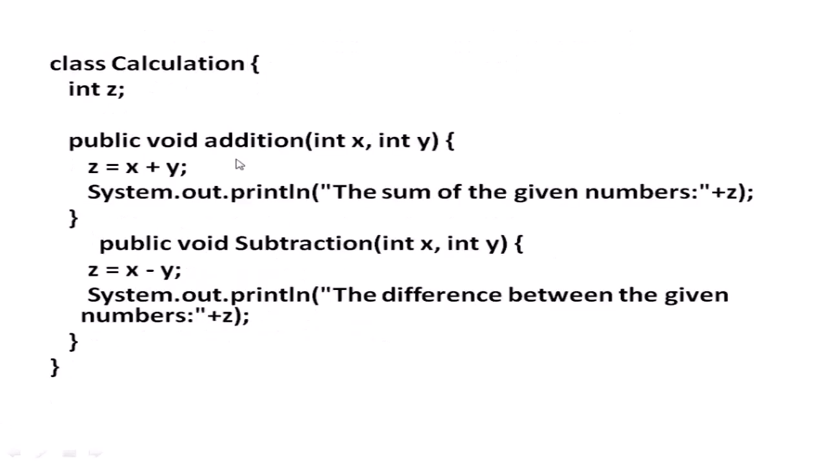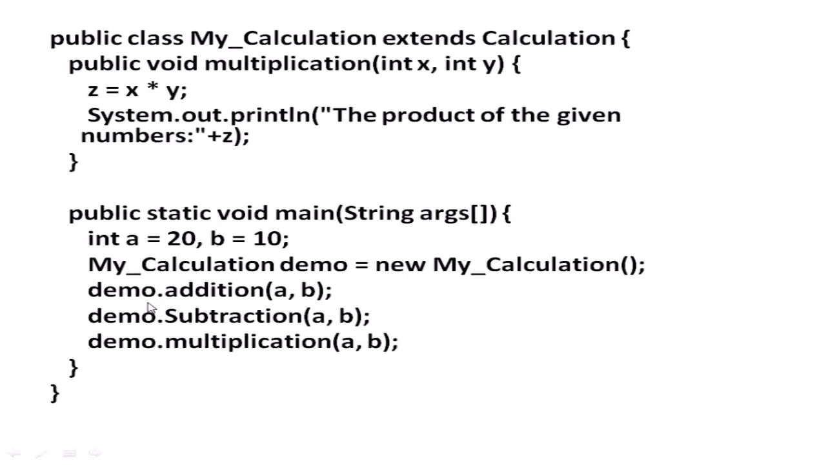Non-static members means here you have mentioned a calculation. What are the methods you have? Addition is a method, subtraction is a method, z is a variable. These are all the non-static members. So static is going to link the non-static members to this particular class. Void means it doesn't have any return type. Main means it is the main method. Every program starts with a main.